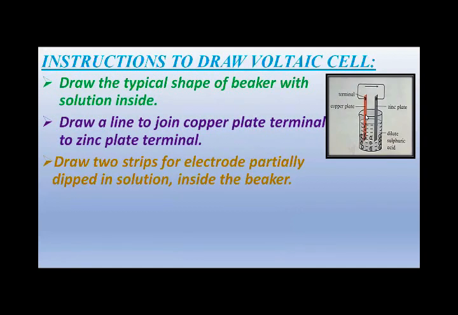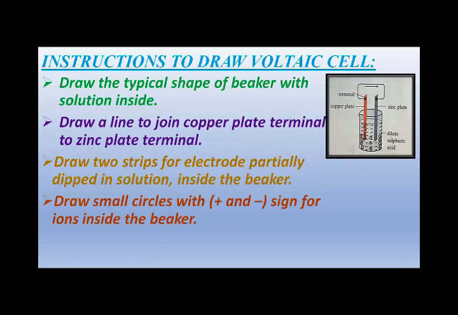The next one is draw two strips of electrodes partially dipped in the solution. So you will draw two electrodes. First one is the copper plate and next one is the zinc plate. You will draw these two electrodes and dip them in the solution. And what is the solution? Dilute sulfuric acid. You will dip them inside the solution inside the beaker.